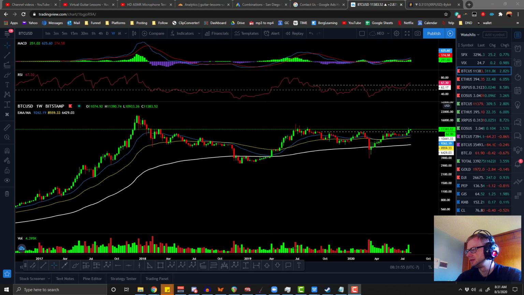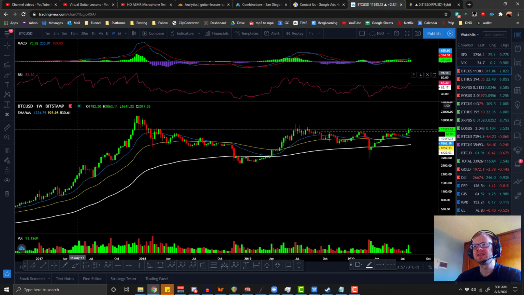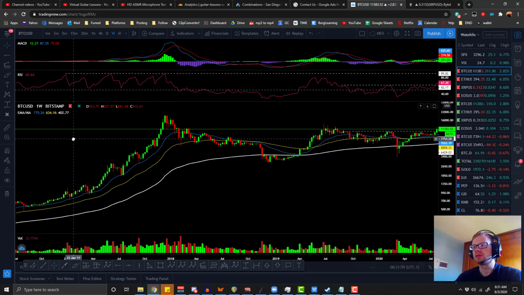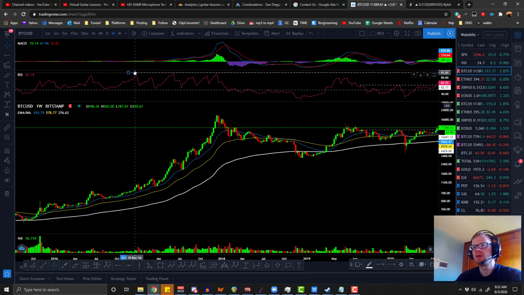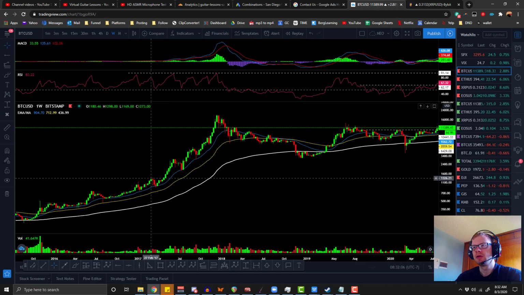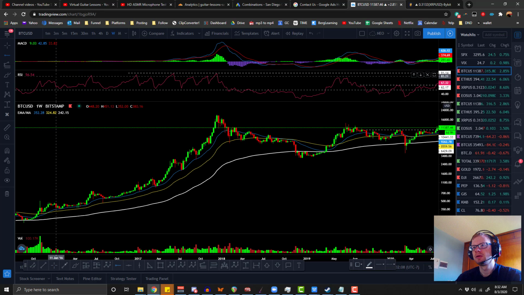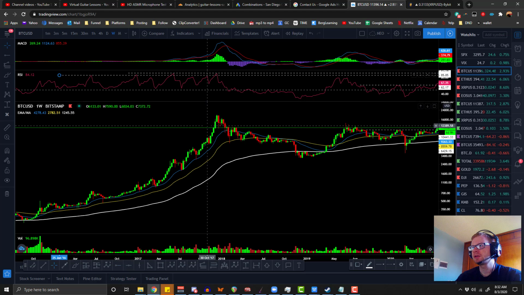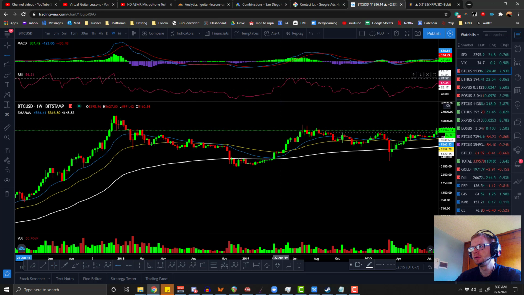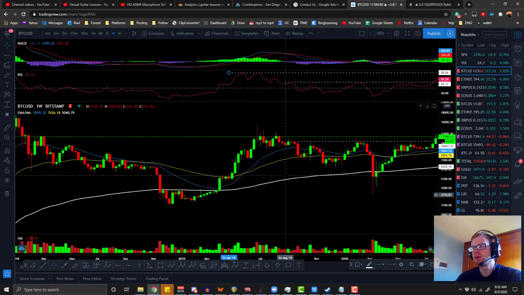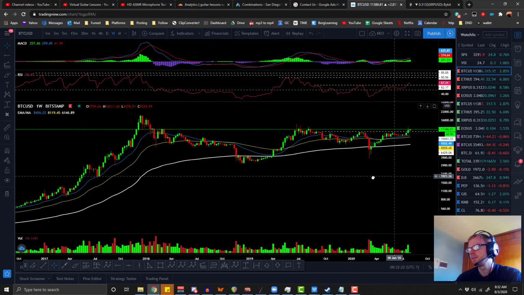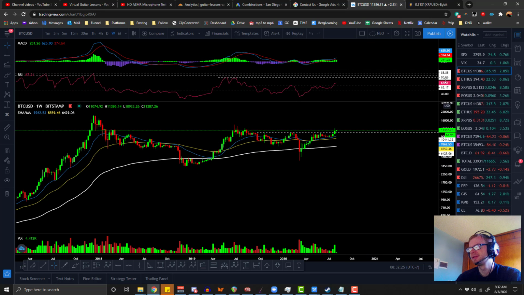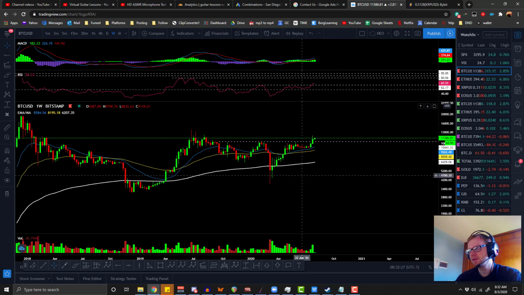Okay, let's just call these an area of resistance here, which is fine. And then we also have another level here. So we're reaching these really high areas of resistance over there. We can't really expect it to penetrate through all that stuff. But if we do, then that would be really insane.